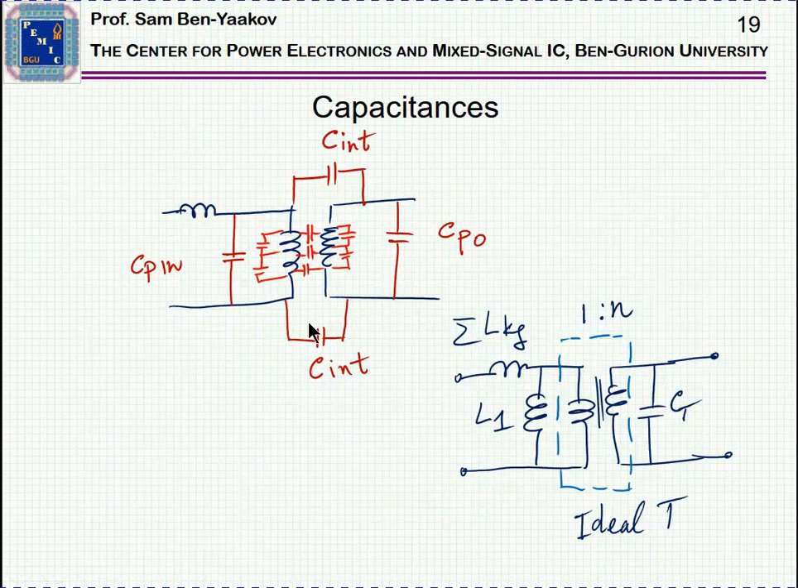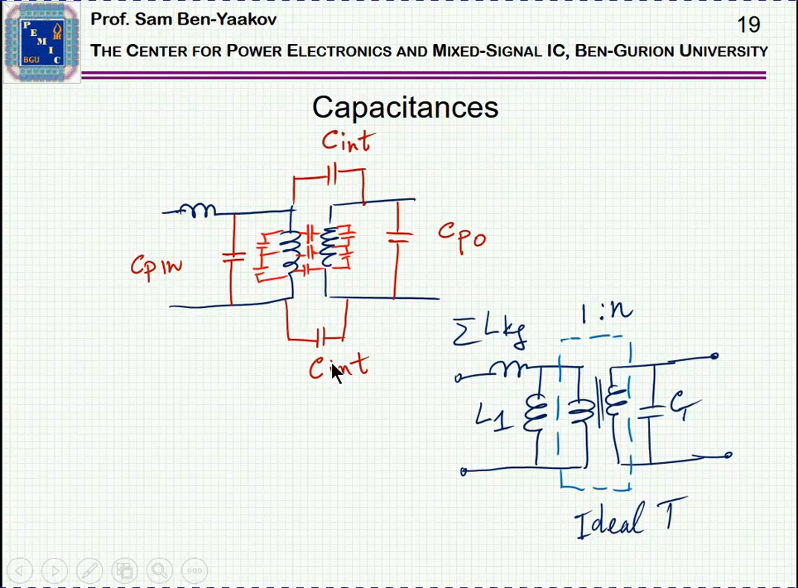Another point is the capacitances. Windings have capacitances between them, and there is some interwinding capacitance between the layers. Now, these are distributed capacitances, which are very difficult to express, so usually they are represented by a lumped capacitor. So this will be a parallel capacitor here and here. You can, of course, reflect one to the other side. And these are the capacitors in between the windings.